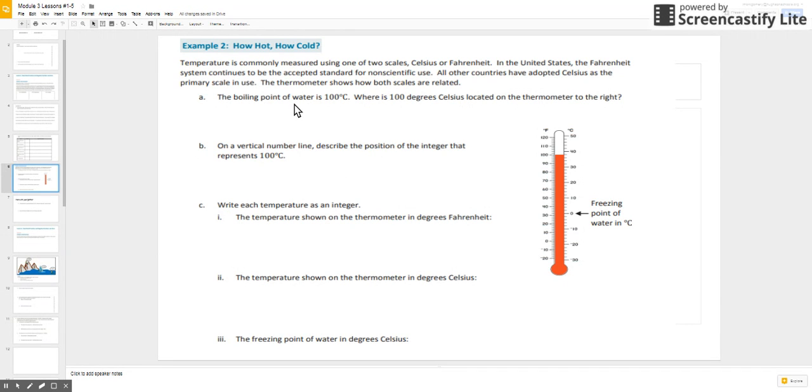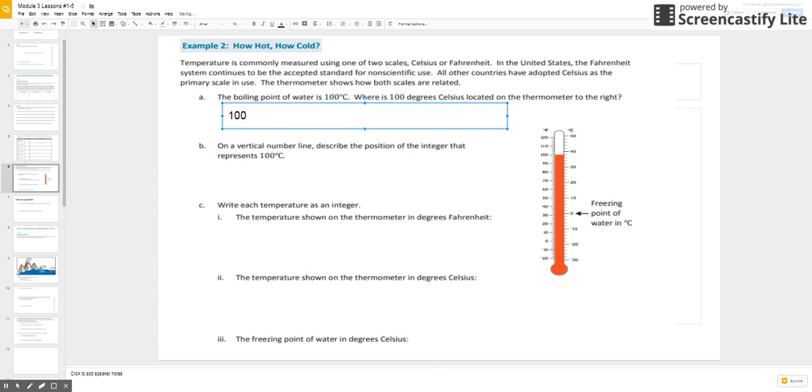It says here, boiling point for water is 100 degrees Celsius. Where is 100 degrees Celsius located on the thermometer to the right? Well, we have to make sure we're looking at the right side. The C means Celsius, so we go over here to C. We need to find the 100 degrees. Well, this line goes up to 50. So it says, where is 100 degrees Celsius located on the thermometer? Well, the answer is it's not. 100 degrees Celsius is not shown on the thermometer.